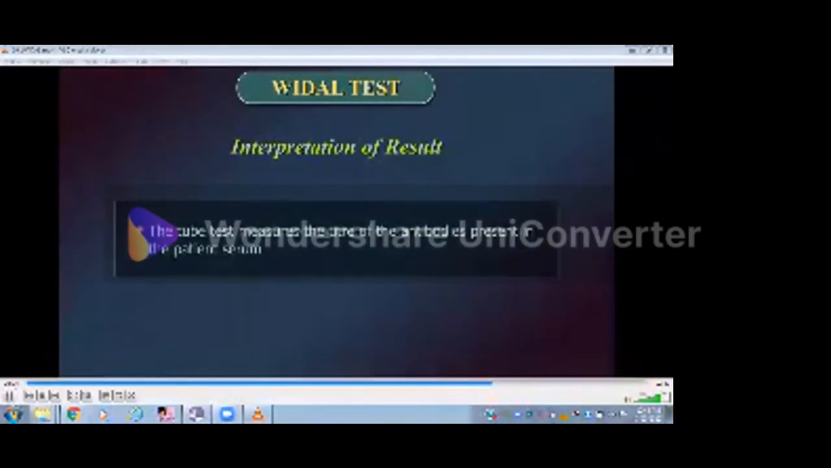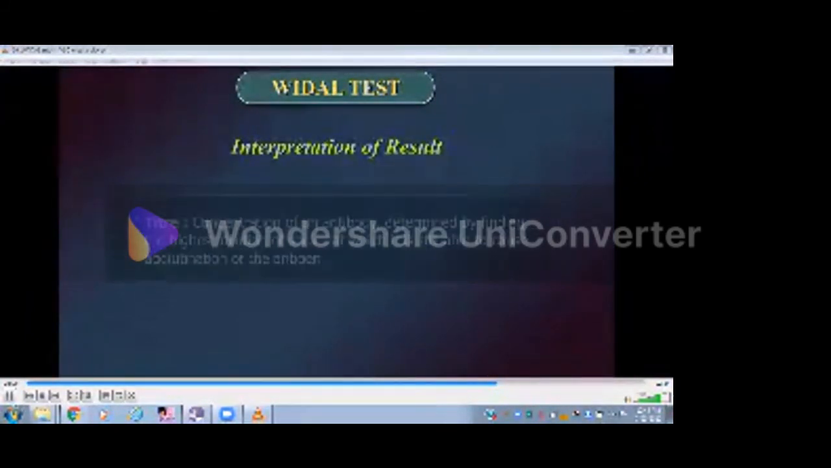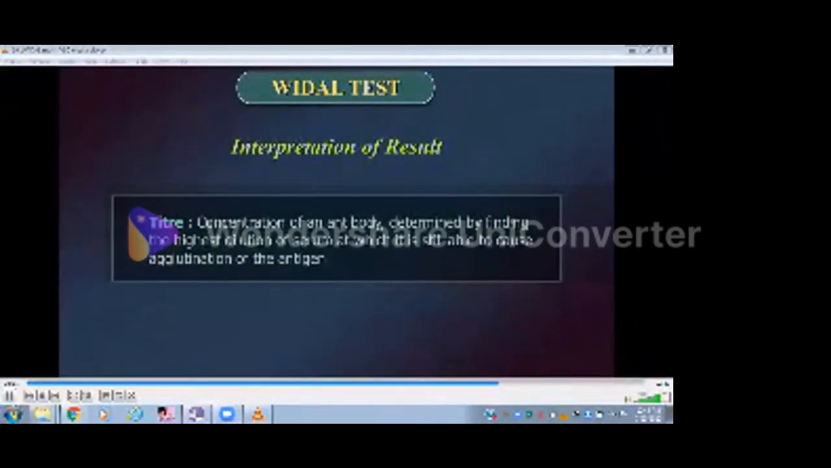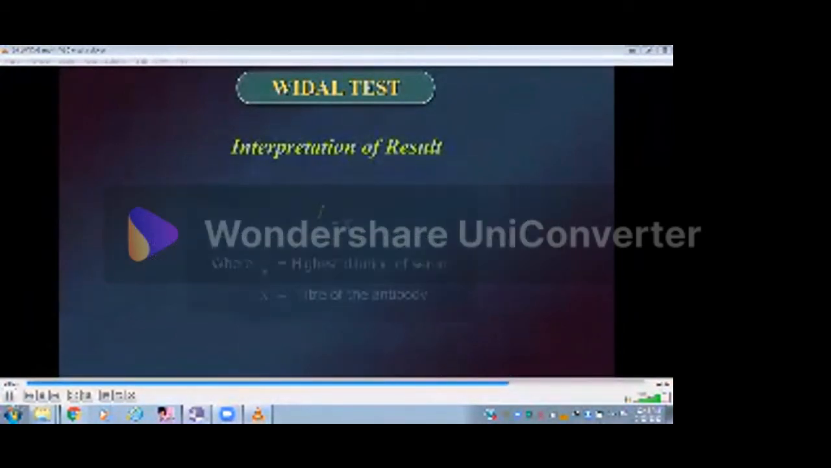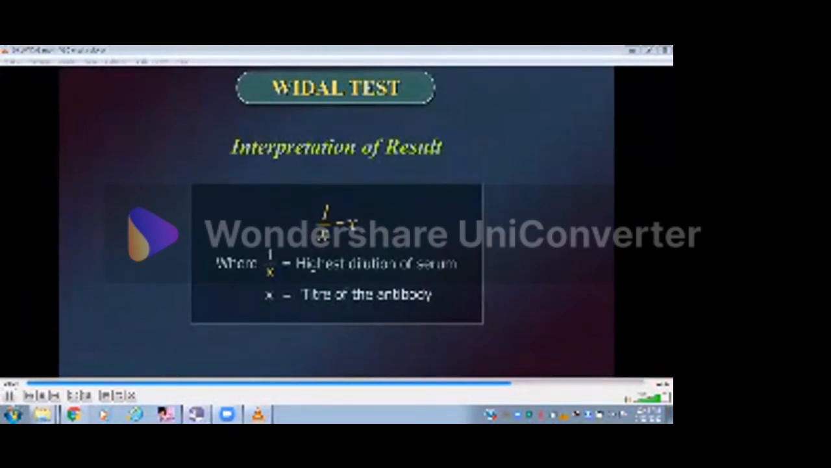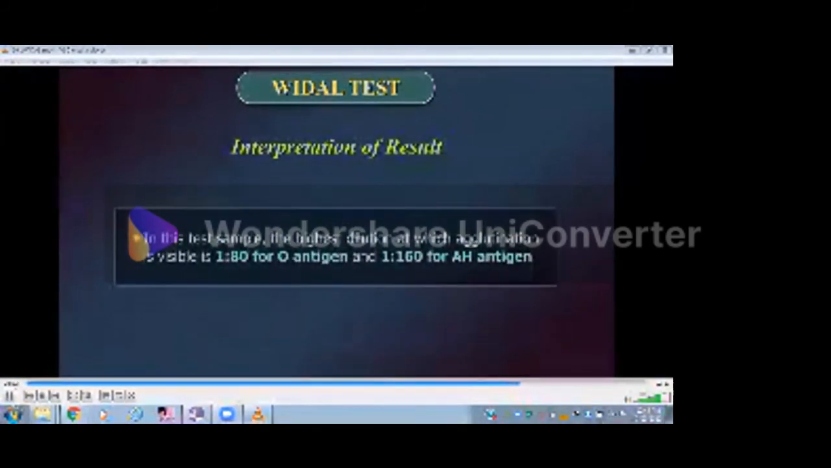Interpretation of result. The tube test measures the titer of antibodies present in the patient's serum. Titer is defined as the concentration of an antibody determined by finding the highest dilution of serum at which it is still able to cause agglutination of the antigen. If the highest dilution of serum is 1:X, then the titer of the antibody will be reported as X.